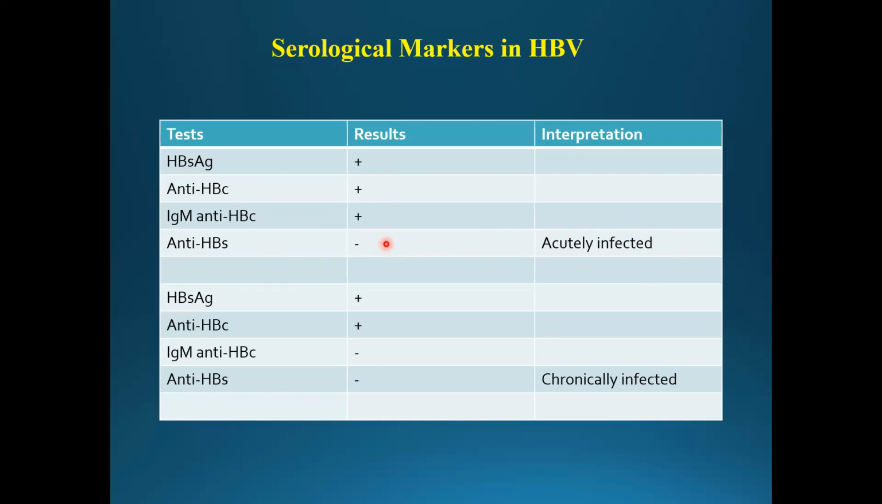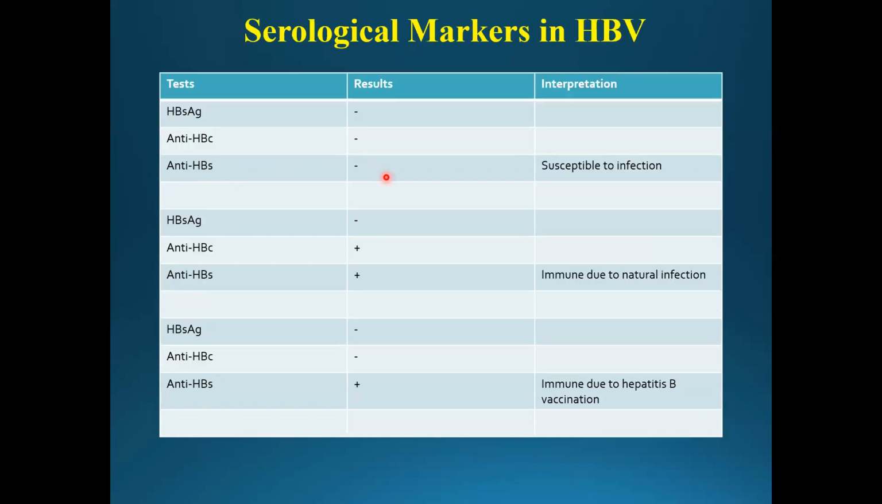And once you see that the surface antibody becomes positive, the IgM becomes negative and the IgG becomes positive, and the hepatitis B surface antigen becomes negative, then you go back to this area right here, which is immune due to natural infection.